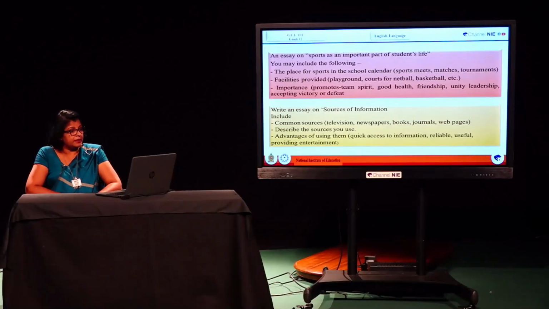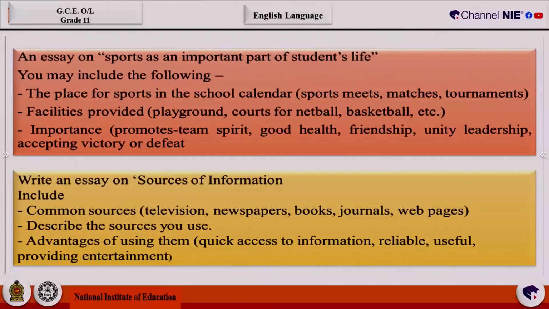What is the second topic? Write an essay on sources of information. Again, the guidelines are given.